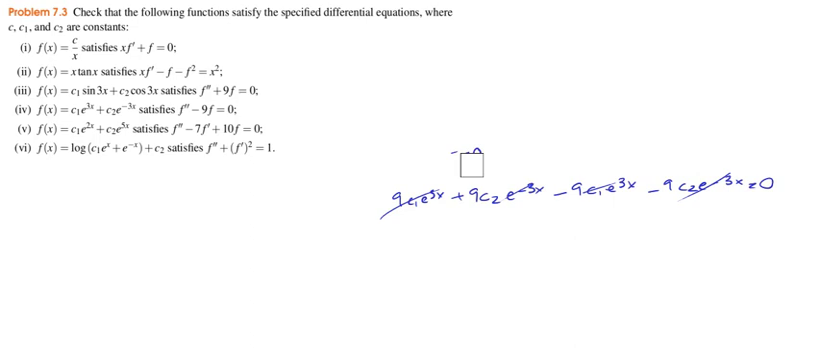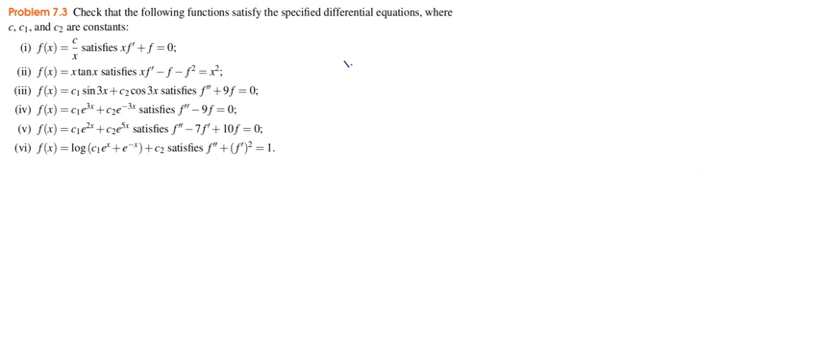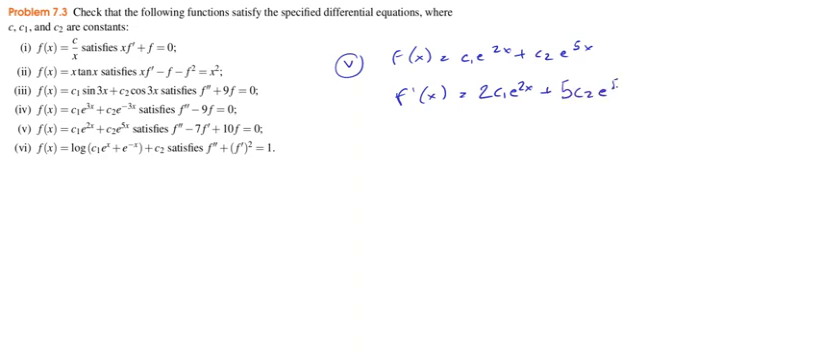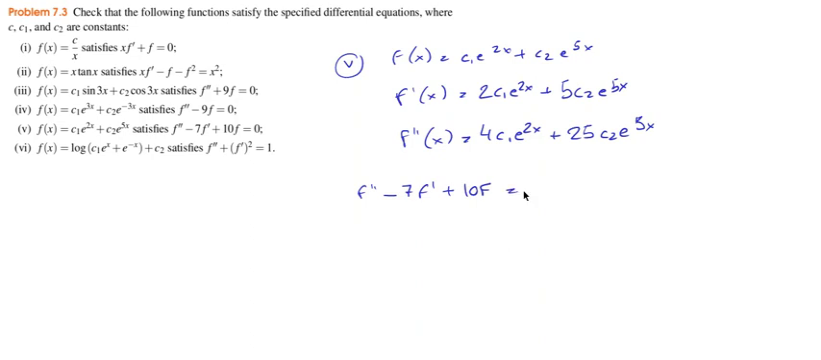Let's do part 5. f of x is c1 e to the 2x plus c2 e to the 5x. Let's compute the first derivative: 2c1 e to the 2x plus 5c2 e to the 5x. f second is 4c1 e to the 2x plus 25c2 e to the 5x. And so the equation is f second minus 7f prime plus 10f equals 0.